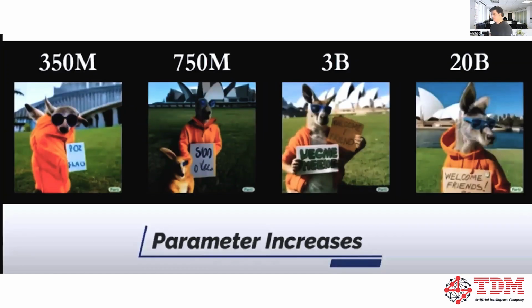Now this is another example. If we increase the parameter set, how is the output for a certain task changed? In this case, the first output is at 350 million parameters. So you can see how it looks. The next one is at 750 million, 3 billion, and 20 billion parameters. You can see how this particular image is shaped based on the input parameters it got.